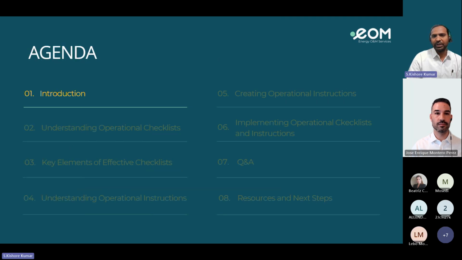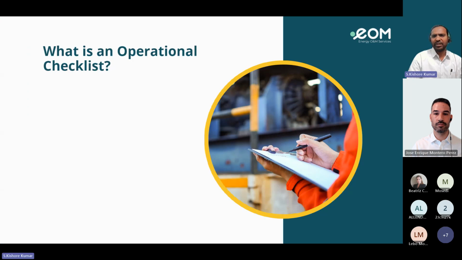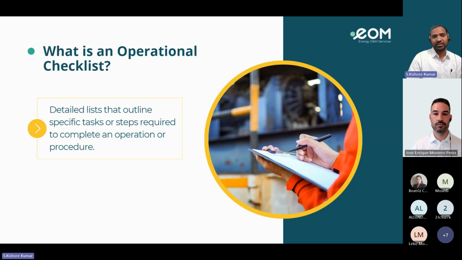Today, I'm going to give the introduction in this webinar about operational checklists and instructions. So what is an operational checklist? A detailed list that outlines specific tasks or steps required to complete an operation or procedure. They serve as a reminder to ensure that no step is overlooked, which is vital for maintaining safety standards, ensuring compliance, and optimizing overall efficiency.